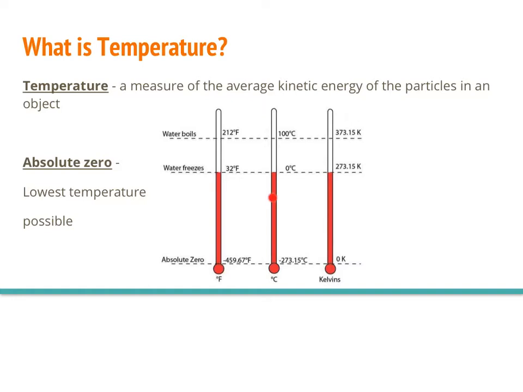As I said earlier, the Celsius scale is based on where water freezes, so we designate 0 to be the temperature water freezes at. We can see in Fahrenheit that's 32 degrees Fahrenheit, 0 degrees Celsius, and 273.15 Kelvin. And at 100 degrees is where water boils in the Celsius scale. 212 degrees Fahrenheit would be water boiling in Fahrenheit, and 373.15 Kelvin.